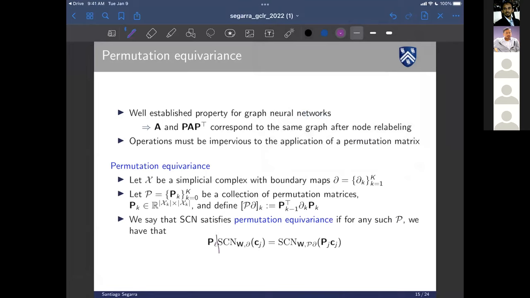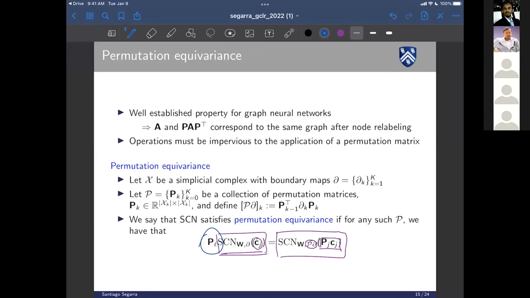Let's say that you have one of these architectures and you apply it to some input C_j. If you grab that architecture and you permute the nodes and edges and triangles, etc., and correspondingly permute your inputs, what you want to get is a permuted version of what you had before. If this is the case, then the architecture is permutation equivariant, and graph neural networks are. We want these to also be when we think in terms of higher order structures.